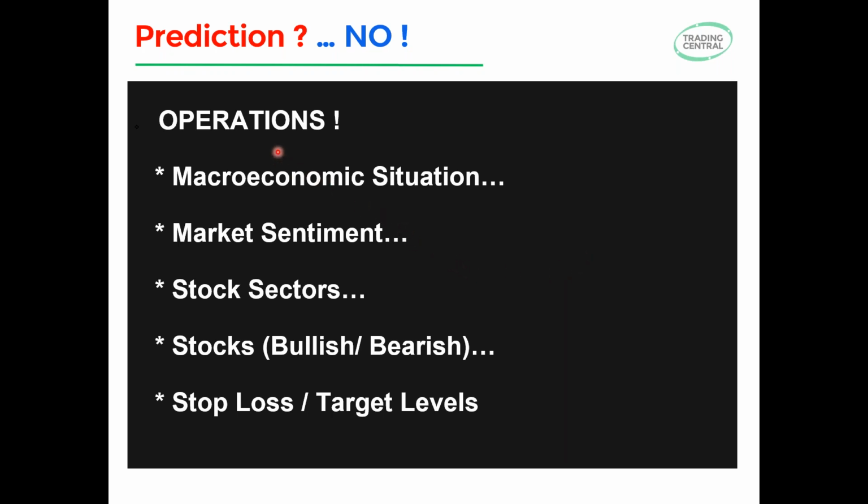When in operation, in fact, we are not predicting price or blah blah blah. We are just in a grand scheme of operation. As I told you, we look at the macroeconomic situation and market sentiment. My colleague Dominica showed you the market buzz, which showed the market sentiment, and then we streamlined to which stock sectors are doing well. Then on individual stocks, are we bullish or bearish, and then we use technical analysis to set stop loss levels and target levels. This is all operation, ladies and gentlemen. In prediction, I can tell you we are always wrong. But in operation, we take profits, and in some bad cases, we stop loss.